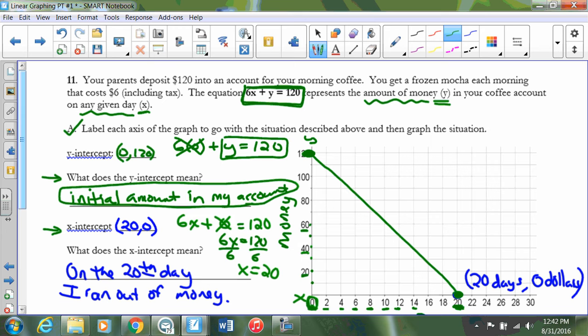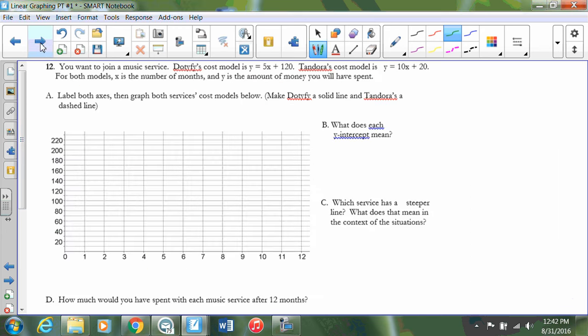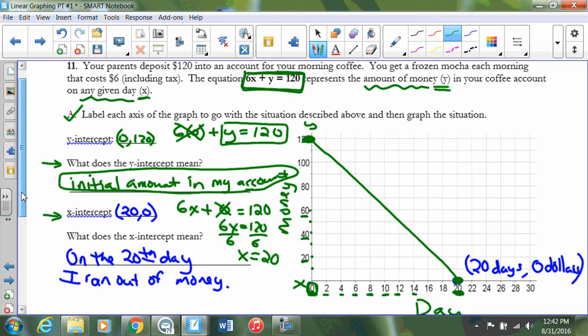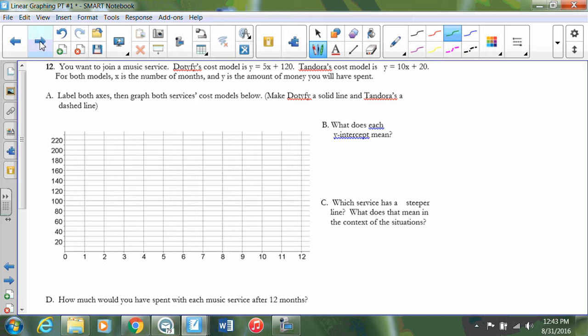All right. Wait, did I get all of that? Let me make sure. Yep. Okay, so let's look at this. You want to join a music service. Dotafy's cost model is y equals 5x plus 120, and Tandora's cost model is y equals 10x plus 20. Obviously, these are made up. For both models, x is the number of months. Isn't that so nice that they give that to us?